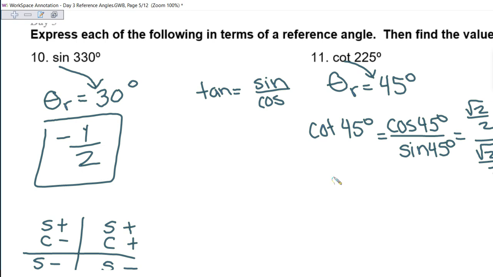But now I have to decide, is my answer positive 1 or negative 1? So if I'm talking about 225 degrees, in which quadrant does it terminate? Yeah, down here in quadrant 3. So if I'm dealing with cotangent, well, first of all, would the tangent be positive or negative? So if the tangent is positive in quadrant 3, that tells me the cotangent is also positive. You don't have to put the plus sign, but do know it's a positive 1 for the answer.